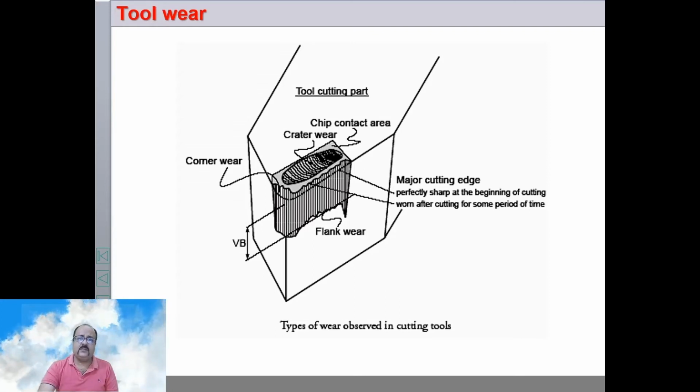Two of the wears that we'll be discussing are the crater wear that happens on the face of the tool, and the flank wear that occurs on the flank side of the tool. This is flank wear, or the clearance face. This is the crater wear. So before we discuss the wear, we should understand how wear actually happens, or what the mechanisms for tool wear are.